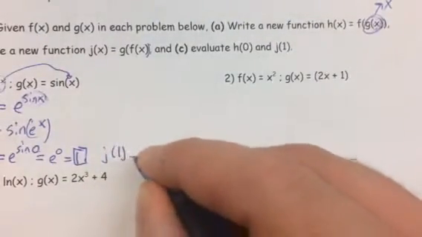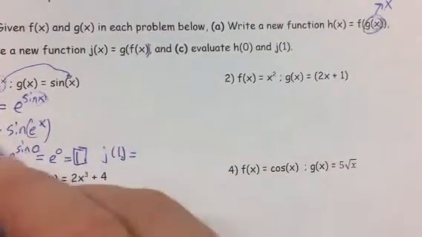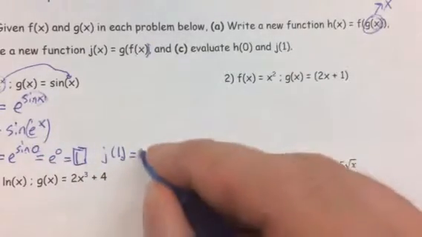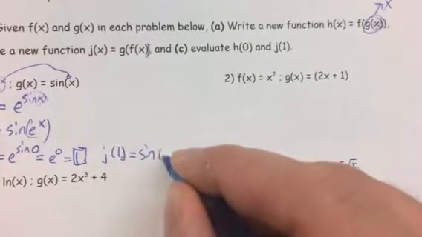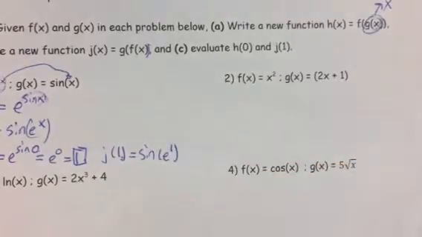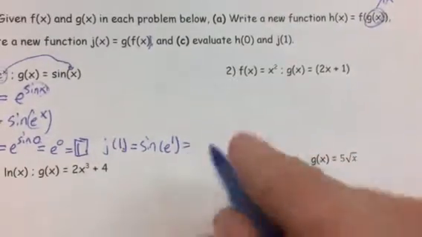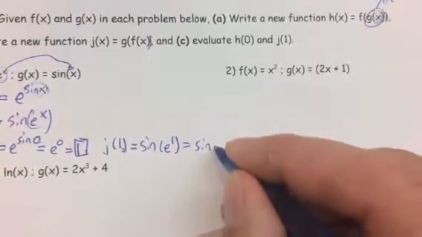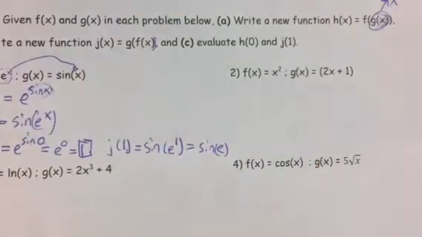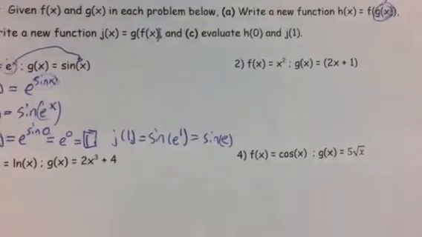j of 1 means we plug 1 into j of x, so we're plugging in 1 here. So it's going to be sine of e to the 1, and e to the 1 power is just e, so sine of e. Okay, I think that's all I'm going to do from this first part.